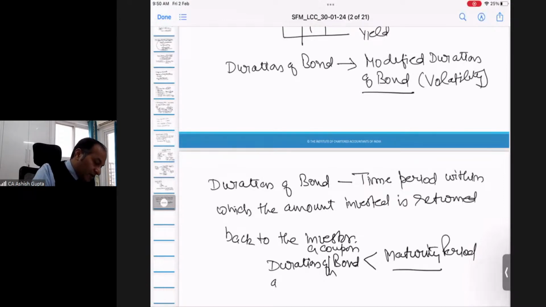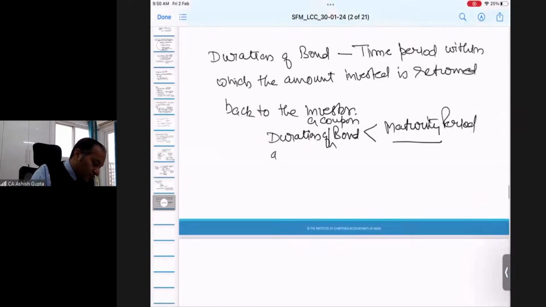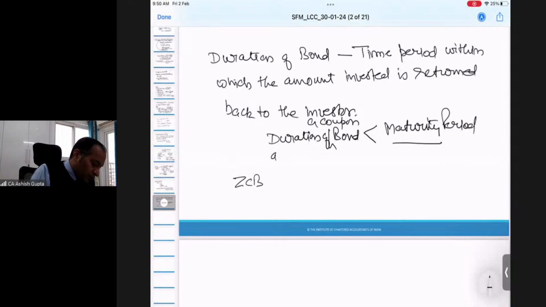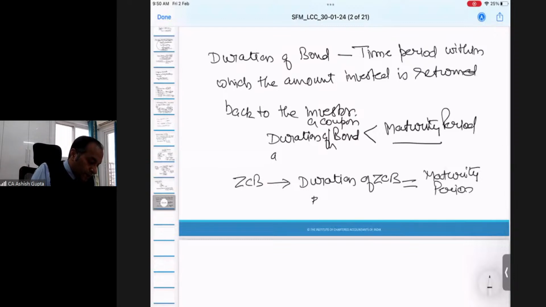However, in case of a zero coupon bond, the duration of the bond will be equal to its maturity period, because there is no intermittent interest payment. Whereas in case of a coupon bond, there are intermediate payments. That's why its value gets returned earlier.